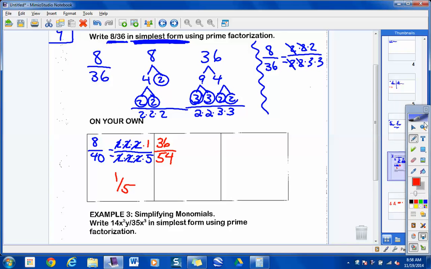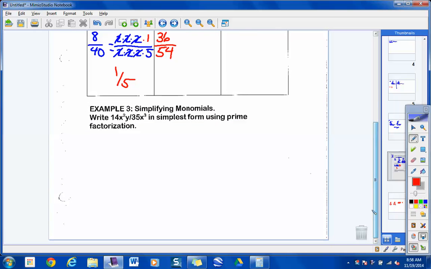Last example I'll run through is example 3. It's simplifying monomials using prime factorization. Guys, here's the deal. We have a fraction. I'm going to write this over here. We have a fraction that says 14x to the second times y divided by 35x to the third. A lot of times when you get into some of the tougher math down the road, you're going to start seeing expressions a lot like this, and this should be second nature to you when you see it. But for now, our job today is to simplify this fraction right here. Now again, it's not just numbers over numbers. We got monomial over another monomial, right?